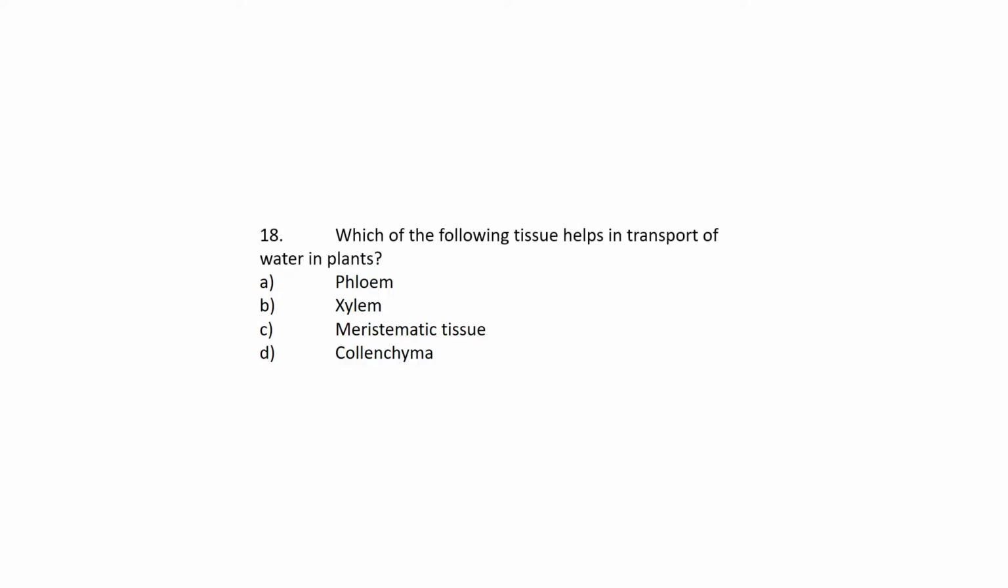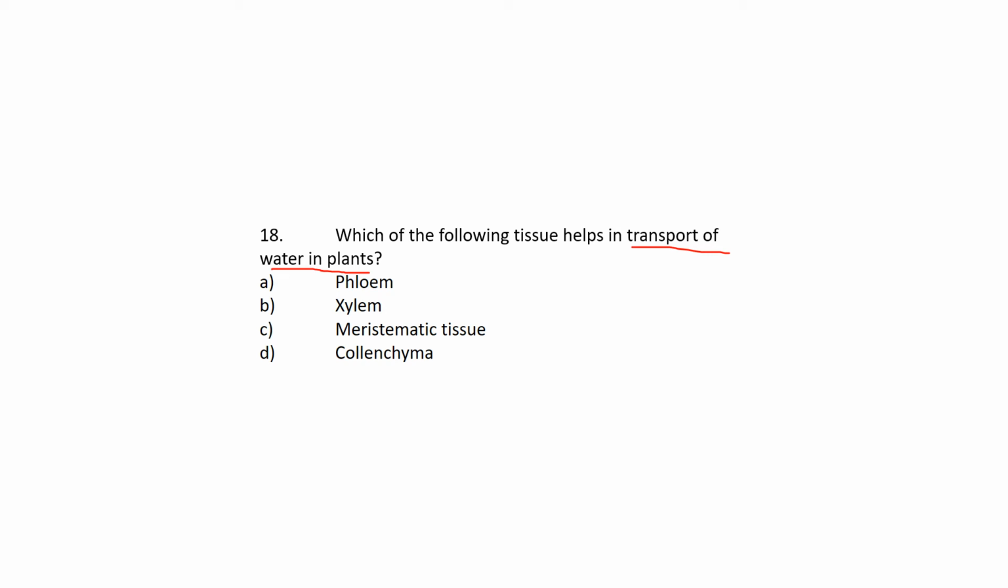Moving on to our next question, question number 18: which of the following tissues helps in transport of water in plants? Yes, this is a very important topic, we can say, dear students, as we need water. Yes, of course, all organisms on the earth need water for their survival. We need water, so how are we taking the water? We just drink it with our mouth and our body gets water. So here the question is, which tissue helps in transport of water in plants, because plants are also living things, so they also need water.